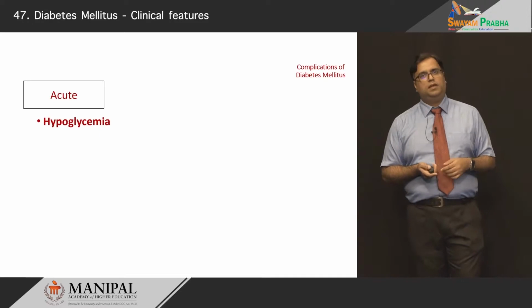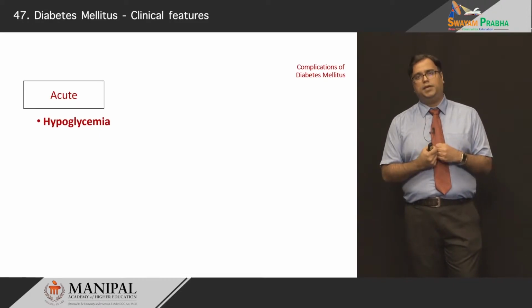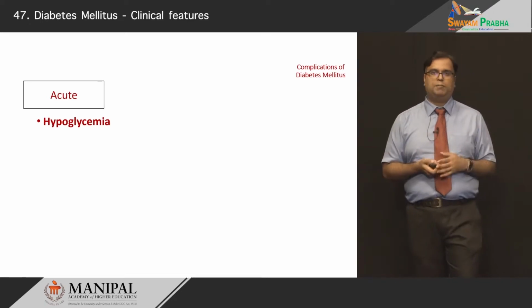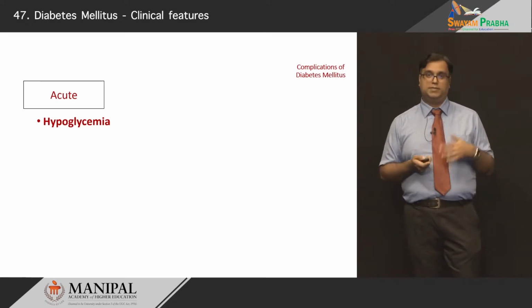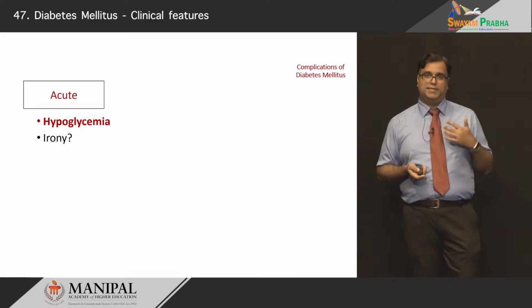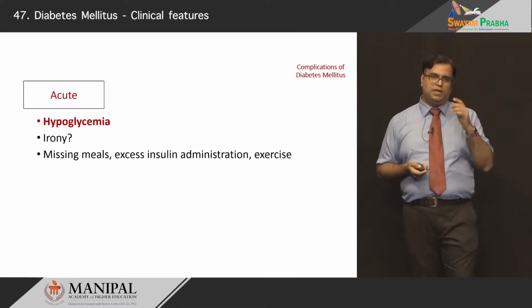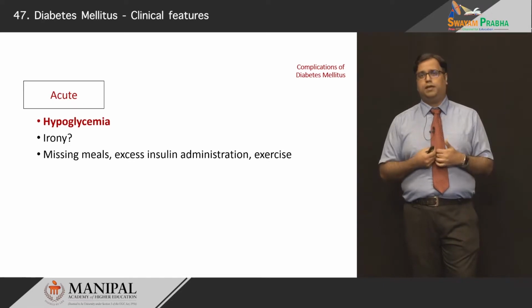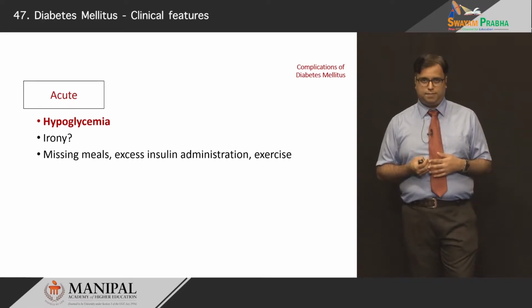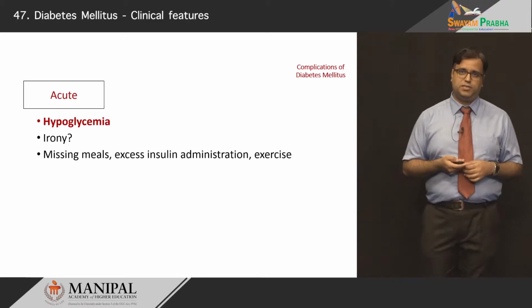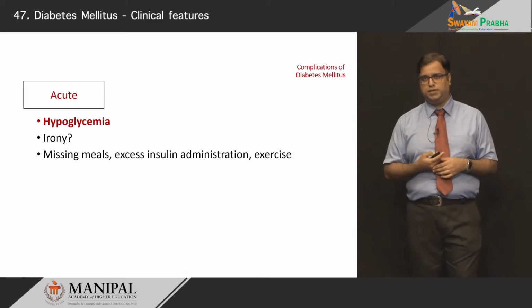Paradoxically though, another acute metabolic complication can be hypoglycemia. You may ask, how hypoglycemia? How does it come about in a situation where it should be hyper? That is the delicious irony of complications in diabetes, of course, because usually this will follow a person missing their meals. They will have missed meals or excess insulin administration. They will take more dosages of subcutaneous insulin than normal.